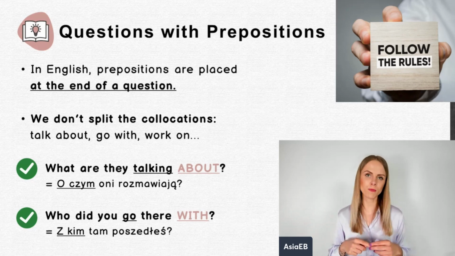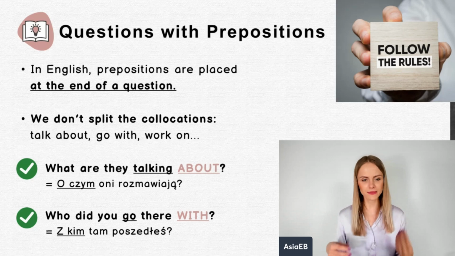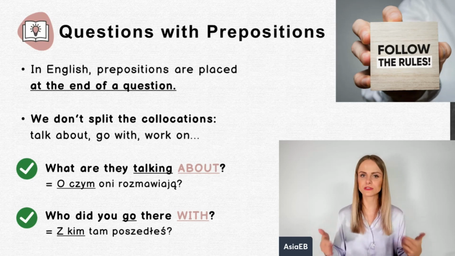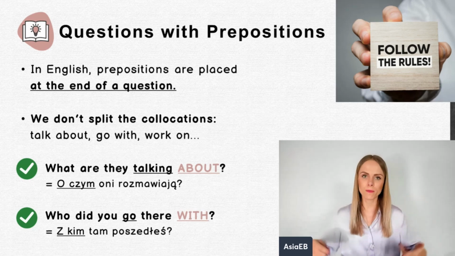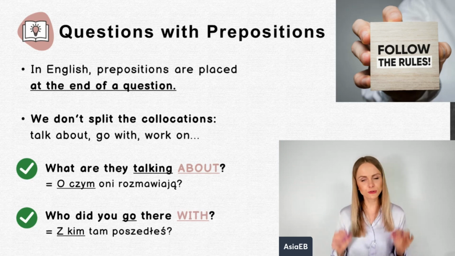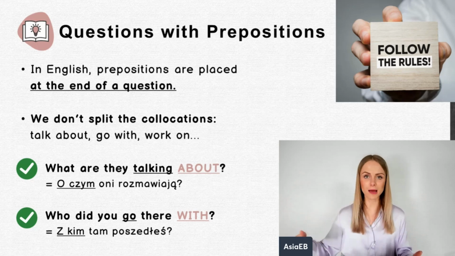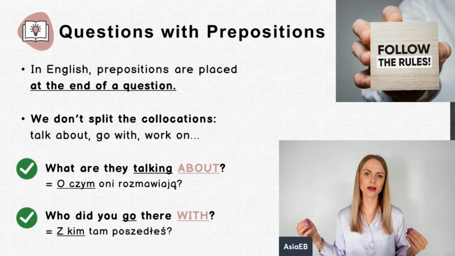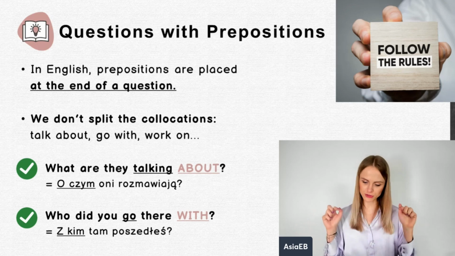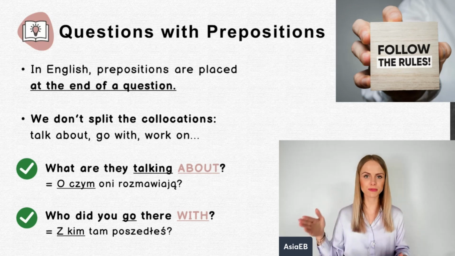Of course, now you might ask me a question. Okay, Asha, but what about whom? Now, the thing with whom, correct, you could actually use the preposition at the beginning, and the question would sound as follows. With whom did you go there? With whom did you go there? But to tell you the truth, I think that native speakers are slowly giving up on this whom word. That's why if I were you, I would just choose this version, preposition at the end.